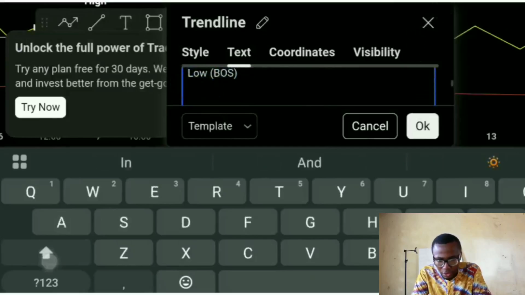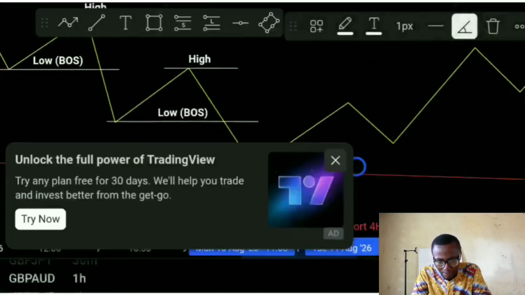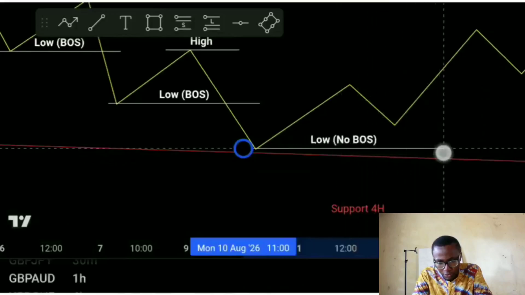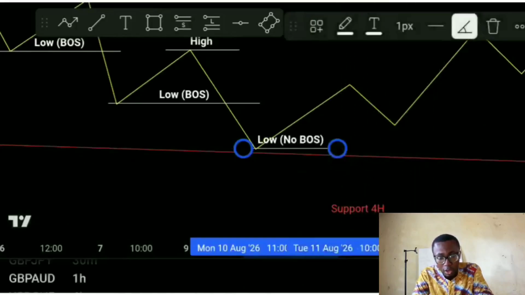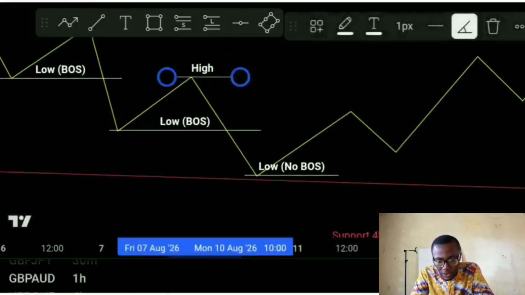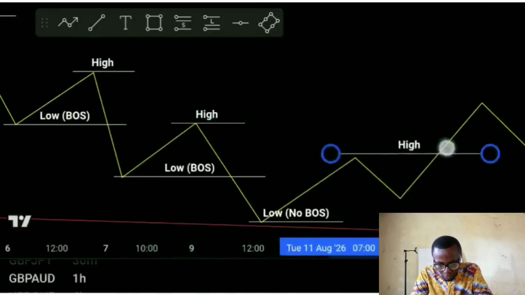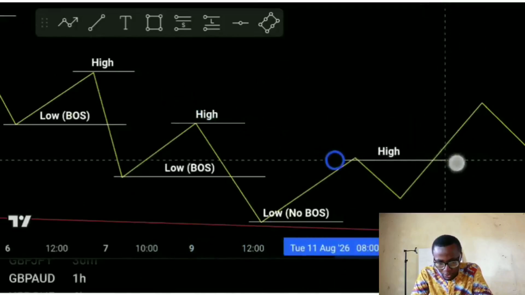I will write here: no break of structure. That means break of structure did not happen here. Can you see? I wrote here no break of structure because there was no break of structure, right? Instead, it was the high that was broken. Look at the high that was broken here. Are you seeing how the high was broken here?